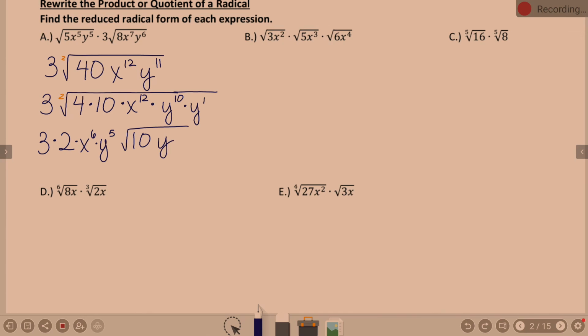Do clean up at the end. Don't leave it as 3 times 2. 3 times 2 is going to make this 6, x to the 6th, y to the 5th, square root of 10y.